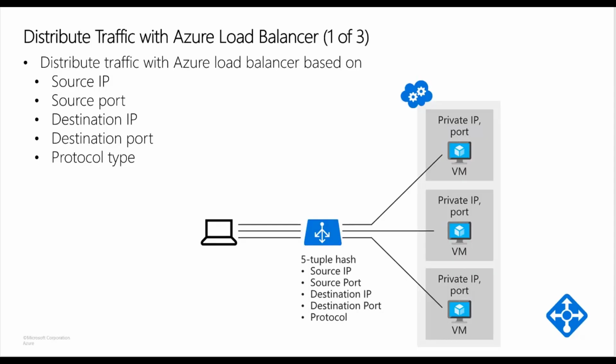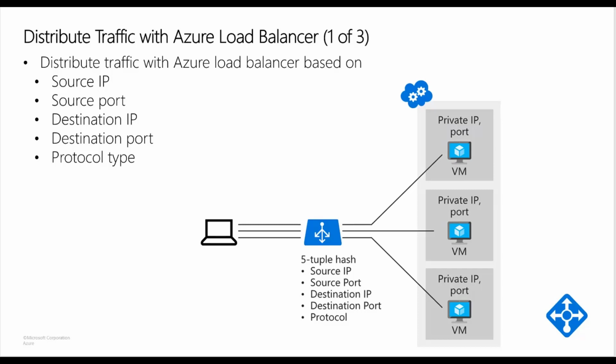To start with, Azure Load Balancer is a service you can use to distribute traffic across multiple virtual machines. Load balancers use a hash-based distribution algorithm. By default, a 5-tuple hash is used to map traffic to available servers.